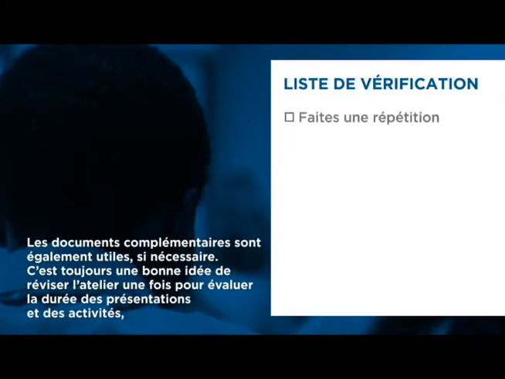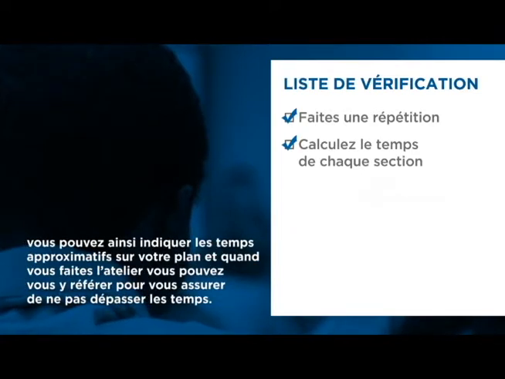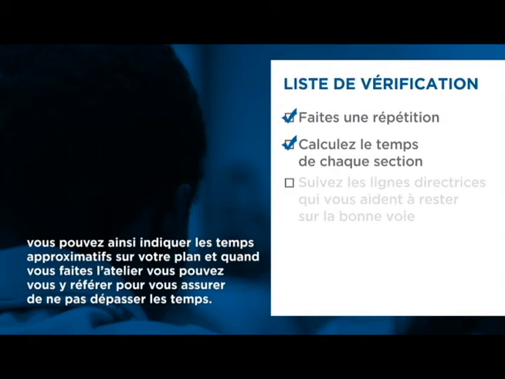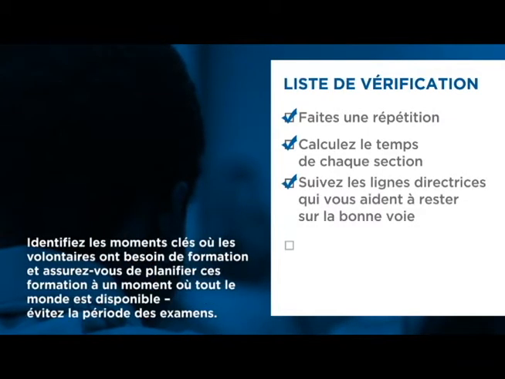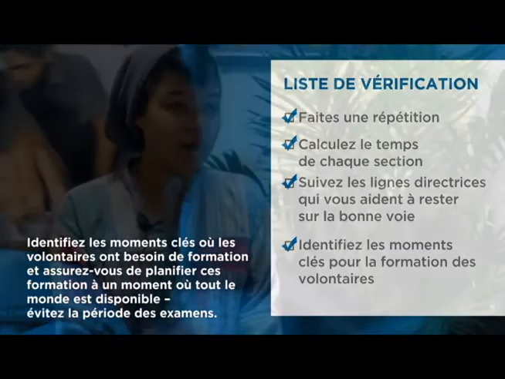It's always a good idea to run through the workshop once, to time how long presentations and activities are. Then you can put down the approximate times on your outline, and when you're doing the workshop, follow the time guidelines and watch to make sure you don't go over. Identify key times in the year when volunteers need training and make sure you plan training opportunities around that and general availability, so not during exam time.